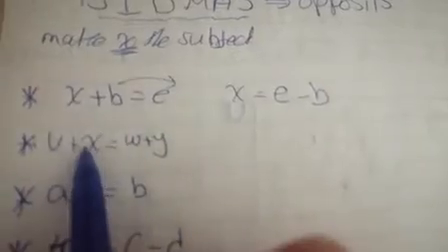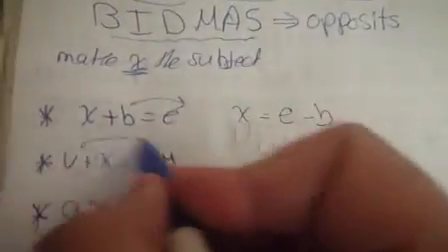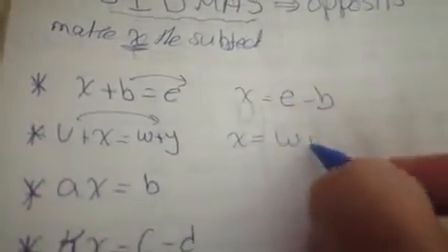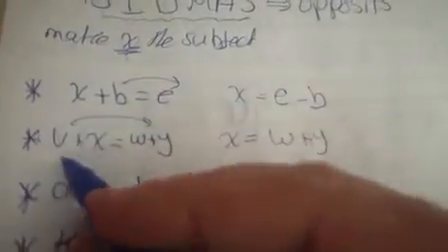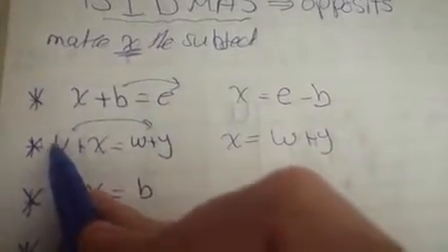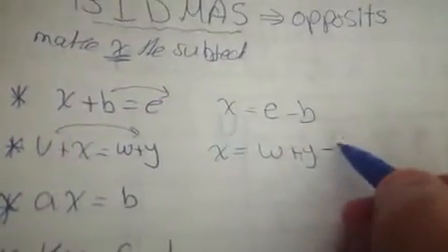Then v plus x equals w plus y. So we need the x to be alone, so we're going to move the v. So x equals w plus y. Then the v is positive. We don't look at this sign. We look at this sign. It is positive, so it's going to be negative. So minus v.